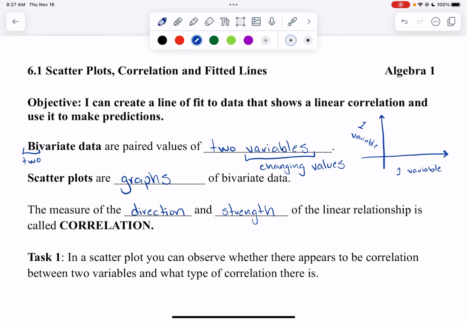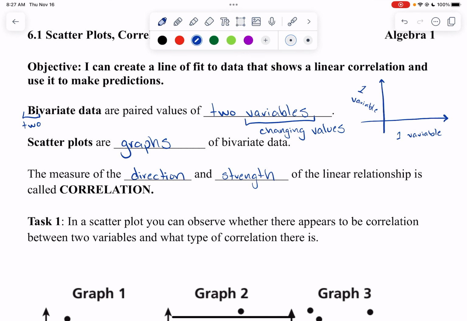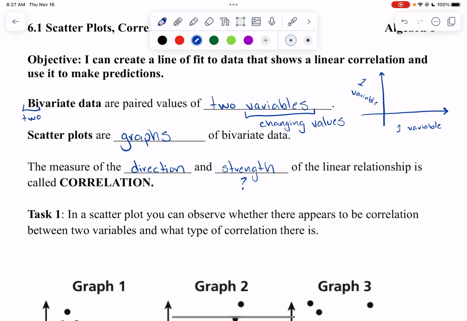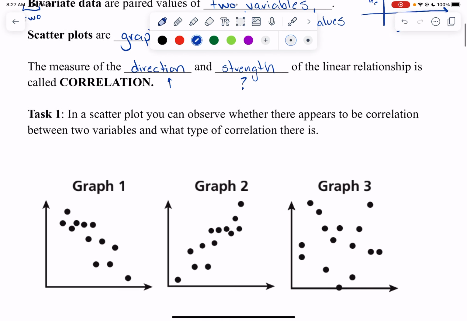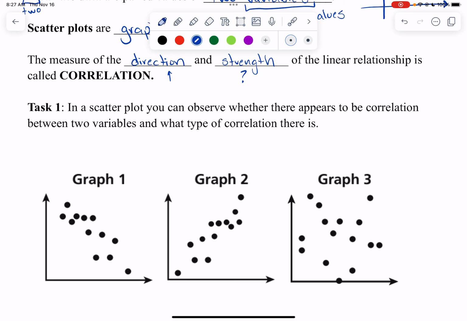So the measure of the direction, which way the data is going, and the strength of the linear relationship is called correlation. So we talk about the correlation of the data. We're talking about which way is it going and how strong does it go that way. Basically, how well do the two relate to each other? And we'll talk about this strength idea later. Right now, we're mainly going to talk about direction. Okay. So in a scatter plot, you can observe whether there appears to be a correlation between two variables and what type of correlation there is.